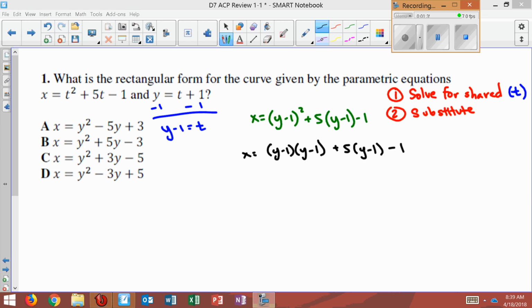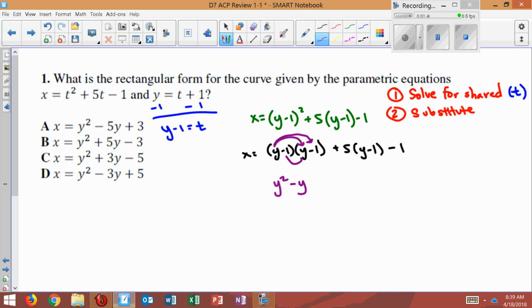This first part, I need to do a FOIL, which means first times first. So there I would have y squared, and then outside times outside. So y times negative 1 is negative y. Inside times inside, so another negative y. And last times last, which is negative 1 times negative 1, which is positive 1. Then I come over here, distribute. So I have plus 5y. This will be minus 5. And then at the end, I have this minus 1. So x should equal all of this.